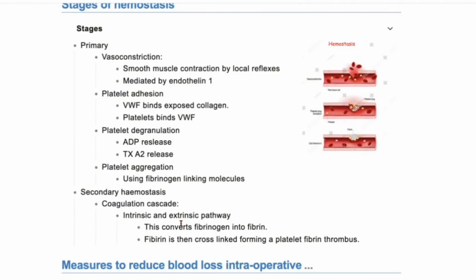So these are specific buzzwords to mention in the exam. If you literally mention just single words: endothelial injury, vasoconstriction, platelet adhesion, platelet degranulation, platelet block formation, coagulation cascade, or weak platelet block formation, coagulation cascade, intrinsic and extrinsic pathway, and the strong, or secondary, hemostasis, or strong platelet block formation.